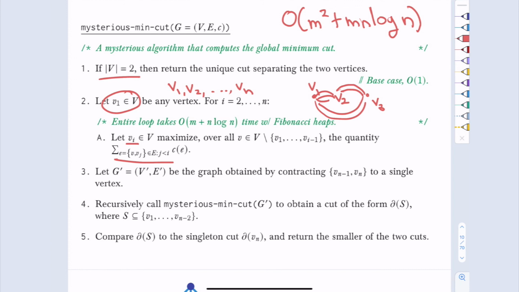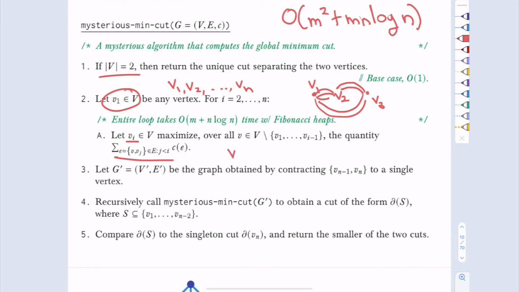Okay, so I'm going to choose these vertices one at a time in sort of a bizarre, greedy fashion. So maybe I've chosen 10 vertices, and the 11th vertex, I'm going to try to find that vertex with the most edges going back to the 10 I've already selected. We'll walk through an example, that'll make it more clear. Okay? And what that'll do is that'll give you an ordering, v1, v2 through vn. Again, not at all clear why this is a good idea.